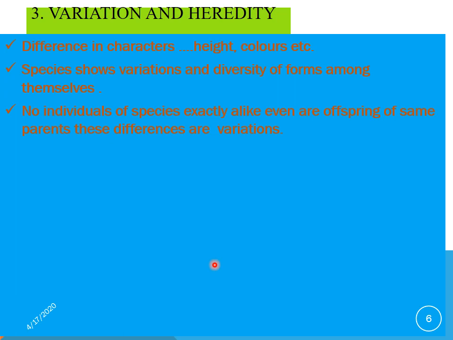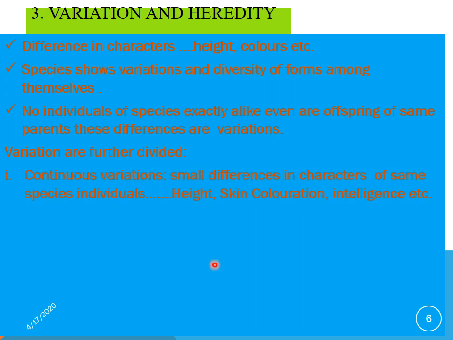Means, you are living in the home. In the home, your brothers and sisters are different from you, and also your cousins are different from you, even your relatives are different from you. Why? Because of the variations. Variations are of three main types.